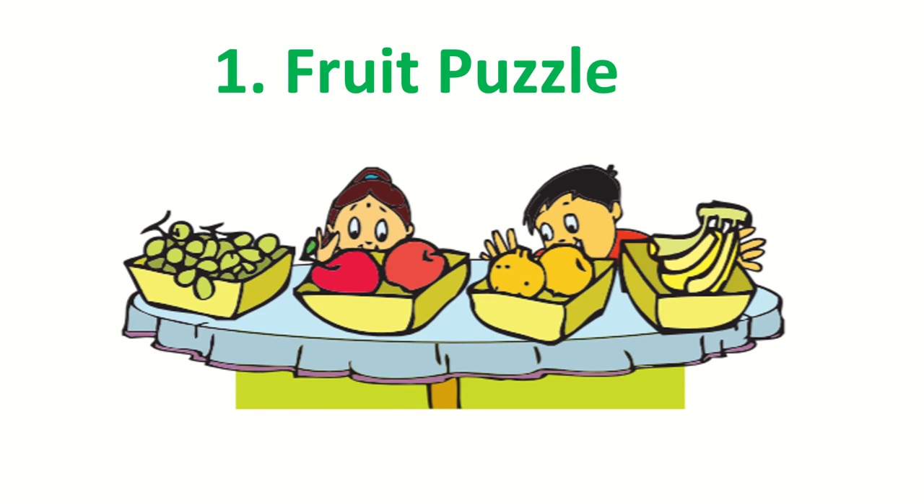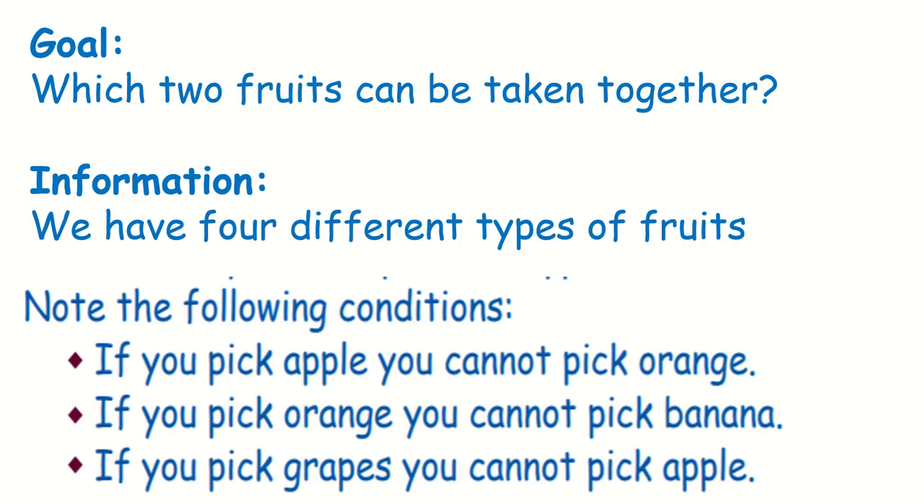Our first problem is the fruit puzzle. In the fruit puzzle, what is the problem? We have four different types of fruits on the table, and we can take any two fruits together, but there are certain conditions that we need to keep in mind. Conditions are that if we pick apple, then we cannot pick orange with it. Similarly, if we pick orange, then we cannot pick banana with it, and if we pick grapes, then we cannot pick apple with it.